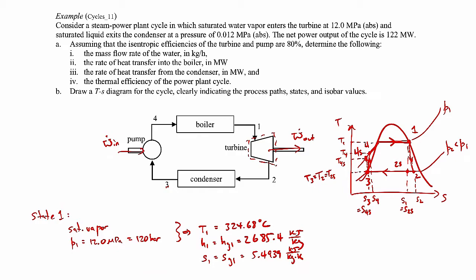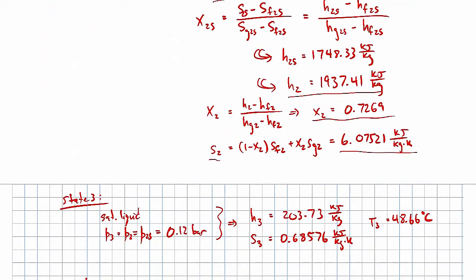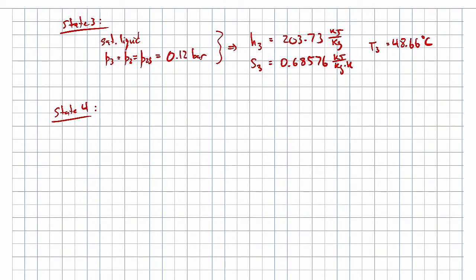Okay, so let's continue on to find what's happening at state 4. We're going to find out what's happening at state 4s and then use the pump's isentropic efficiency. So P4 and P4s will be the same as P1. We're on the same isobar. As we move through the boiler, the pressure remains constant. So from 4s and P1, they're all the same pressure, and that's the 120 bar pressure.